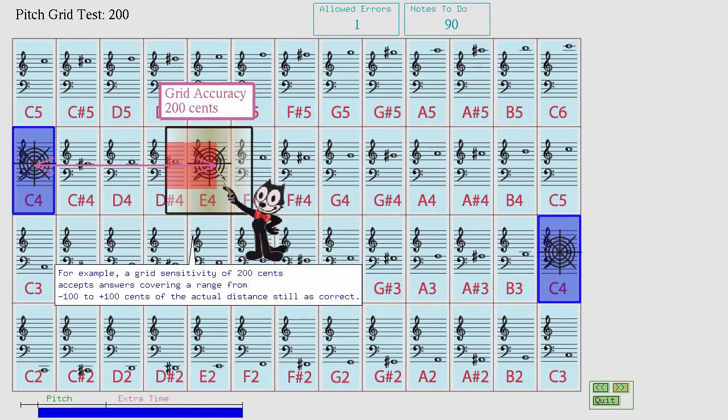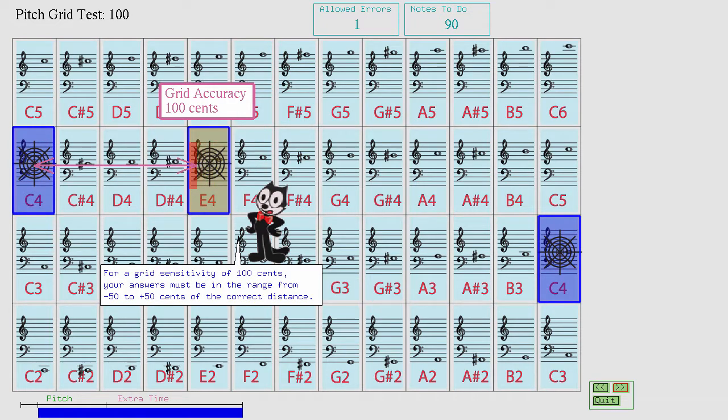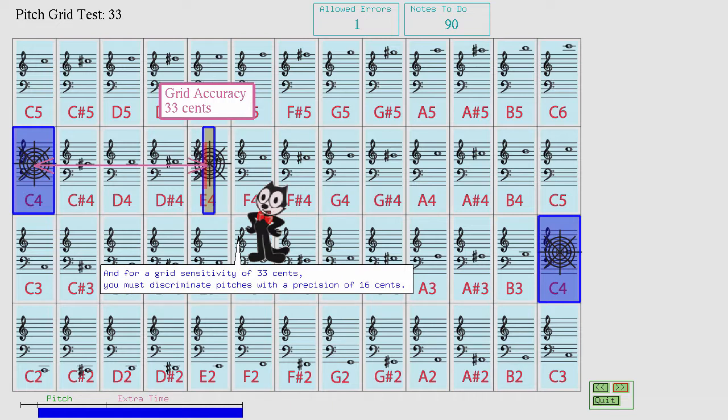For example, a grid sensitivity of 200 cents accepts answers covering a range from -100 to +100 cents of the actual distance still is correct. For a grid sensitivity of 100 cents, your answers must be in the range from -50 to +50 cents of the correct distance. And for a grid sensitivity of 33 cents, you must discriminate pitches with a precision of 16 cents. Therefore, the pitch grid test is much more ambitious than the usual interval tests.